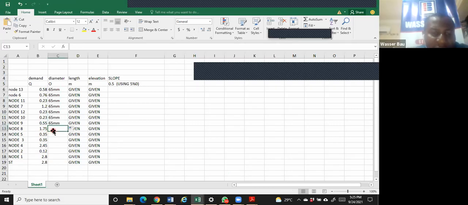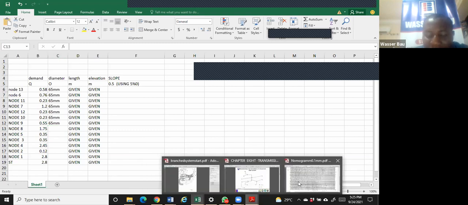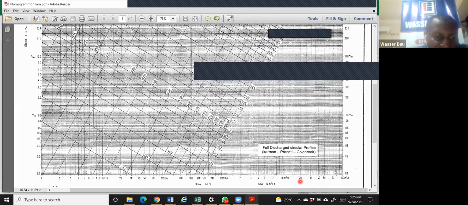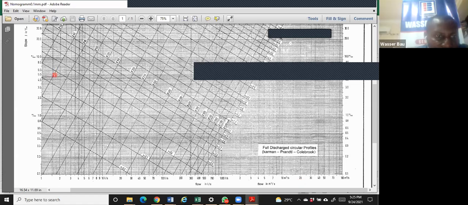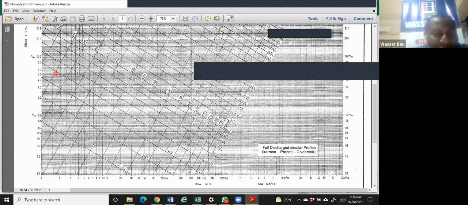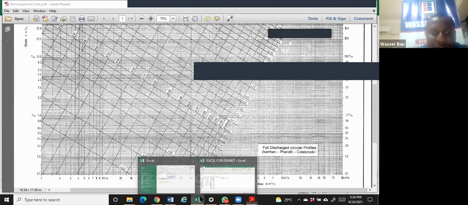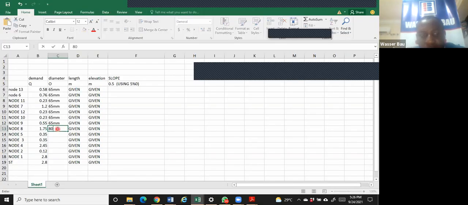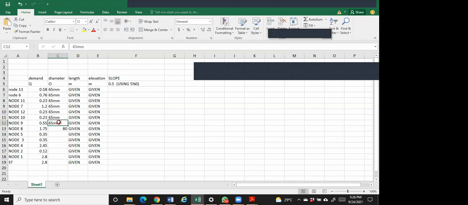The next one will now come to 1.75. I believe something must change in that case. So for 1.75, you go back to the charts. This is 1.5. This is 1.75. Assuming we are using the same slope of 5 per mil, it is slightly in between 65 and 80. So I choose the bigger of the two, which is 80. So I'll come here and put 80. This one remains 65.